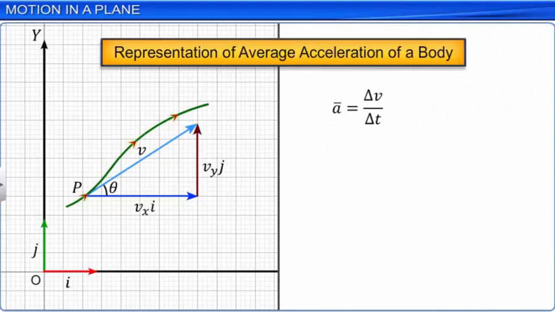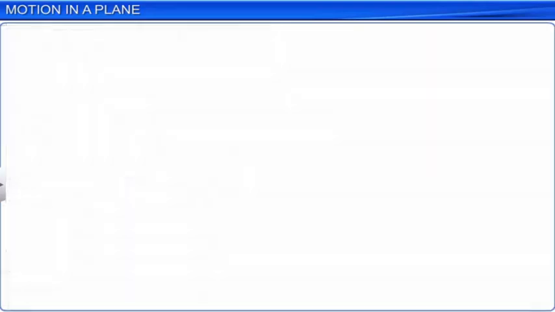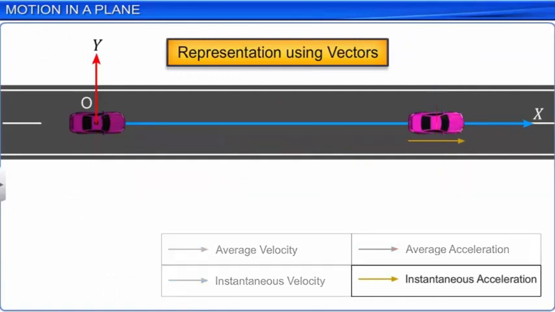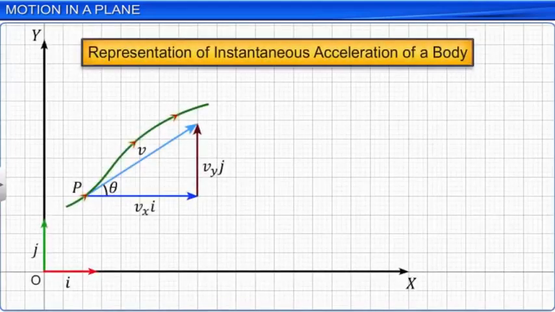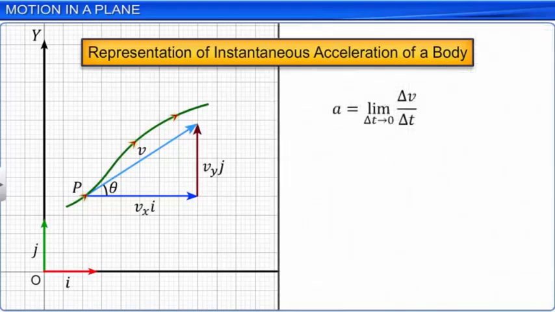Finally, let's discuss the representation of instantaneous acceleration of a body using vectors. Consider the body moving in the xy plane. The instantaneous acceleration or acceleration is the limiting value of the average acceleration as delta t approaches 0. On simplification and substitution, we get a is equal to ax i plus ay j. We can understand this limiting process by using graphs showing the motion of the body.